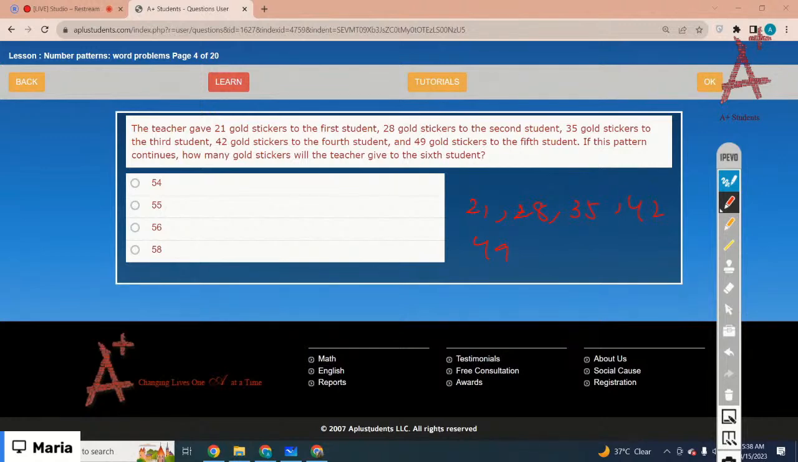21 plus 7 is 28. 28 plus 7 is 35. 35 plus 7 is 42. That means for each next number you have to add 7, right? So 49 plus 7 is, that would be 56, right? So the sixth student, the teacher will give 56 stickers.